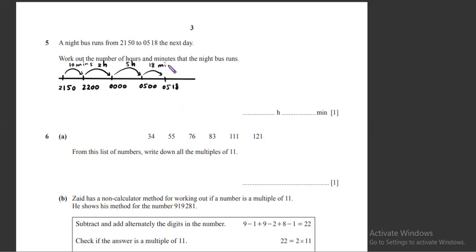So then the total number of hours and minutes will be 7 hours, because 2 and 5 is 7. And then 10 and 18 is going to be 28. So it's going to be 7 hours and 28 minutes.